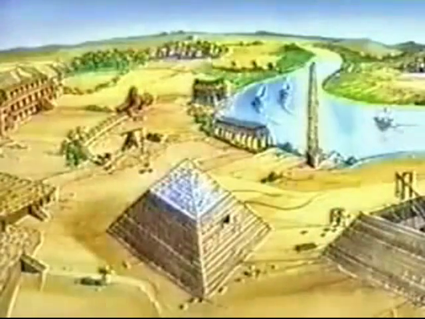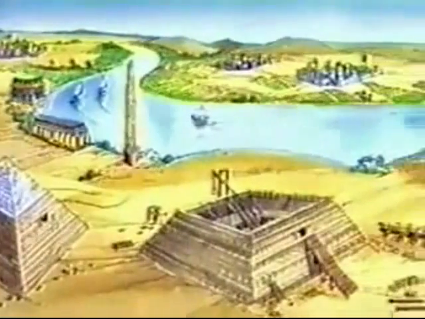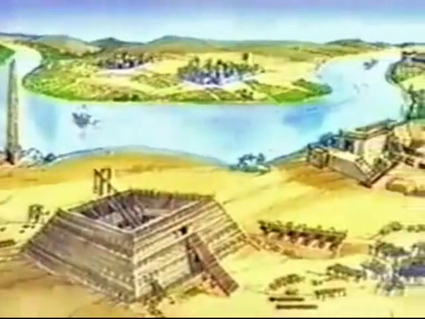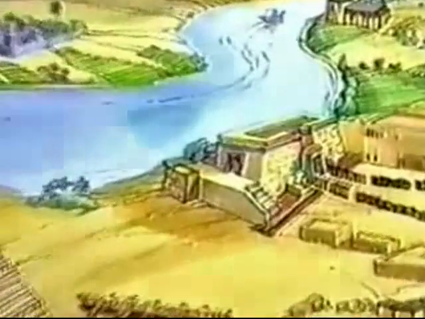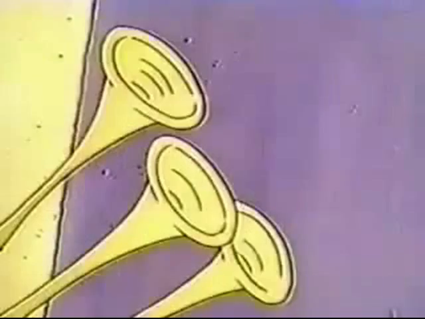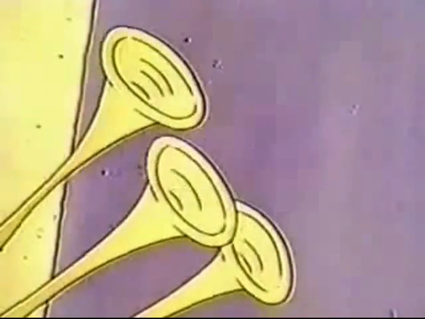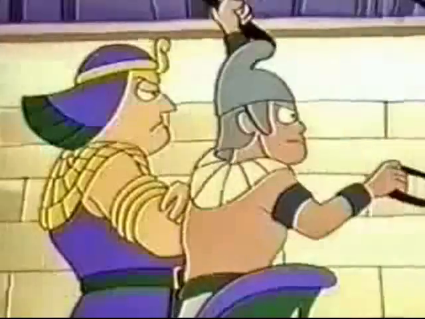Many years ago, in a land called Egypt, there lived a very mean king. Egyptian kings were called pharaohs. The story begins with the Egyptian pharaoh ordering the deaths of all Hebrew baby boys.